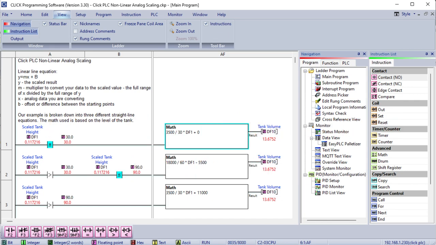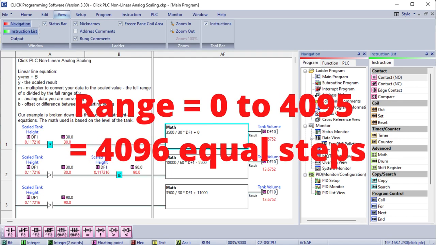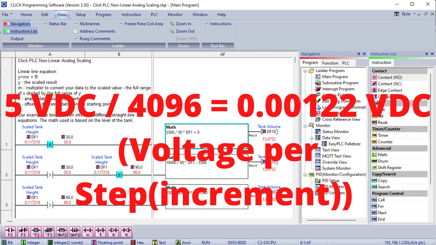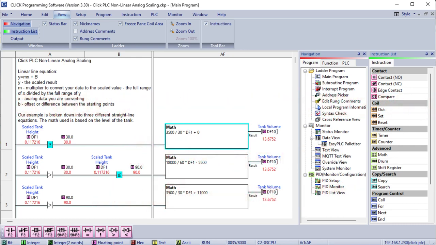So the decimal value ranges from 0 to 4095, and the voltage input is 5 volt DC, so the resolution is 5 volt DC divided by 4096. This is equal to 0.00122 volt DC per step. Each of the 4096 steps is an increment of this 0.00122 volts DC.